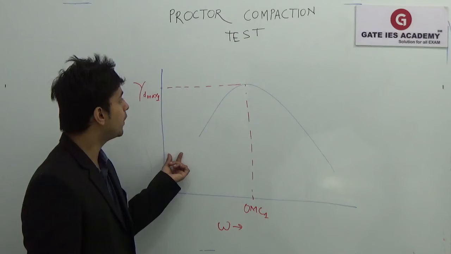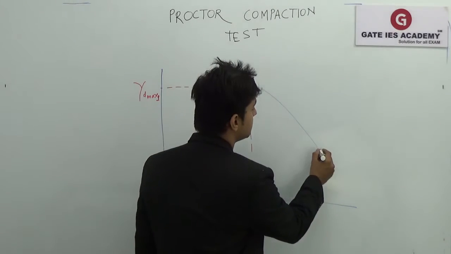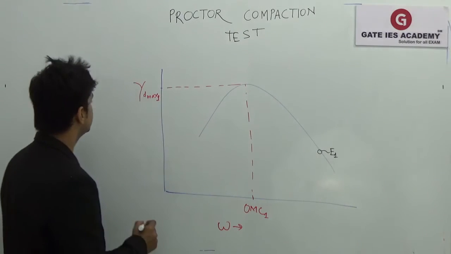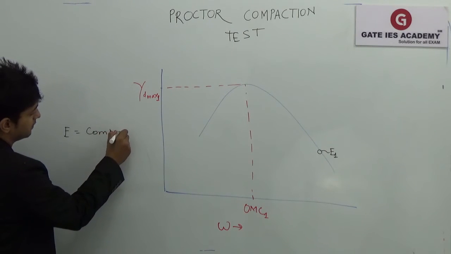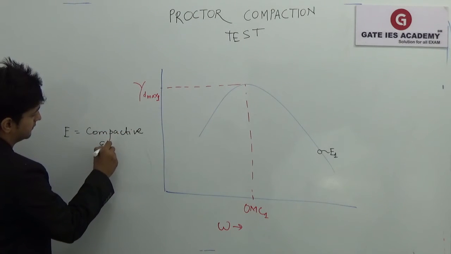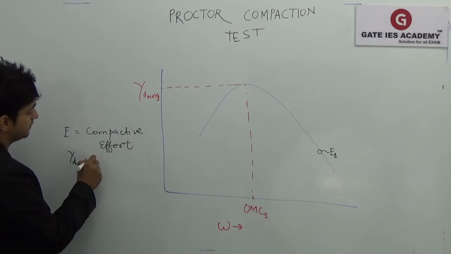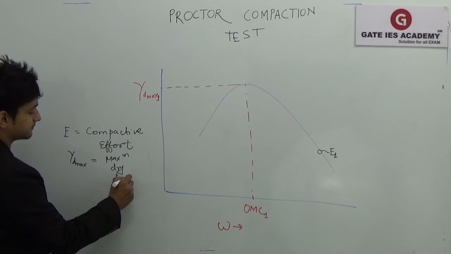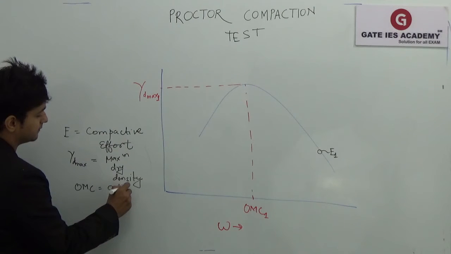Now this is corresponding to some energy or loading which is provided. E1 is nothing but my compactive effort, and gamma d max is my maximum dry density, whereas my OMC is the optimum moisture content.